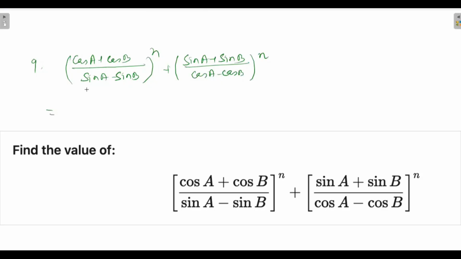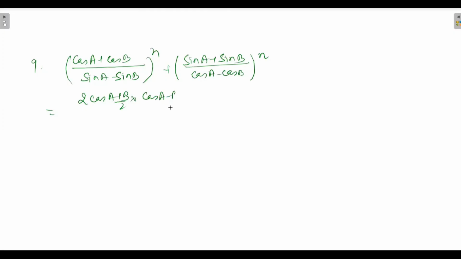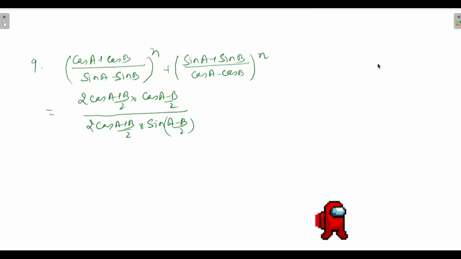So what we do is we will just solve this numerator and denominator. So this is cos A plus cos B, which will be 2 times cos((A plus B)/2) into cos((A minus B)/2). And this denominator will become 2 of cos((A plus B)/2) into sin((A minus B)/2). So what will happen is that this cancels out, so you are left with cot((A minus B)/2).